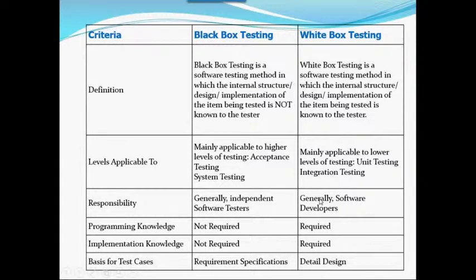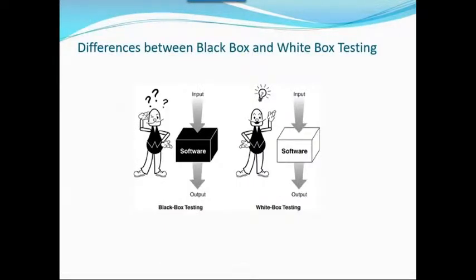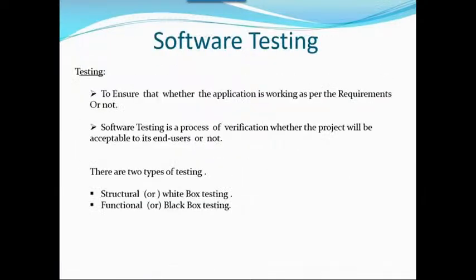What about the developer side? Suppose you want to go with the development team. Programming knowledge, yes, it is required. Implementation knowledge, yes, it is required. The developers always depend on detailed designs and requirements. Understanding, right? This is the difference between the black box tester and the white box tester. So today we learn the testing types. There are two types. One is structural, another is functional. The structural testing is done by the developer, and the functional testing is done by the testing team.